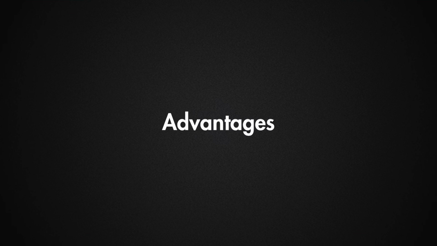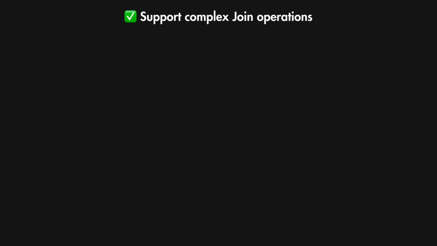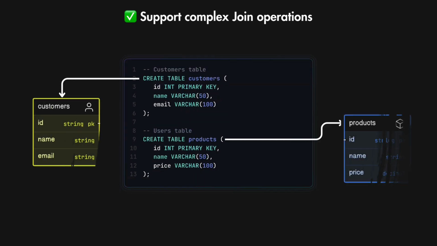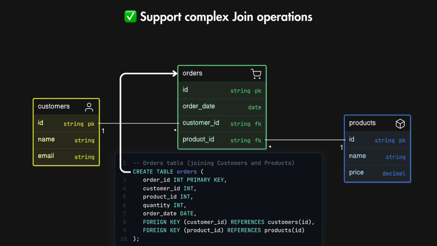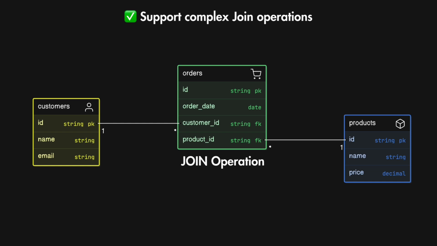But what are the advantages of using an SQL database? First of all, they support complex join operations across multiple tables. For example, if you imagine we have a customers table and also a products table, and now we want to create a separate table that will connect the customers and the products that they have ordered. With SQL, you can join these two tables together into an orders table, and this will hold the information about the customer IDs who have this order and also the product IDs which this customer has ordered. This process of combining two or more tables into one table is called a join operation in SQL.